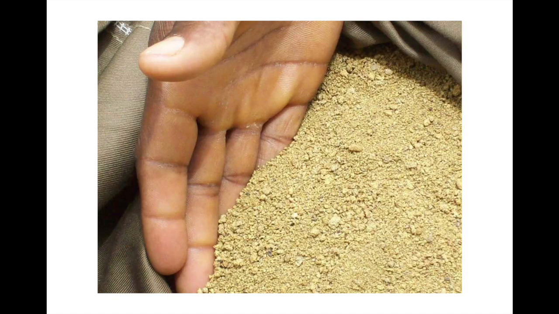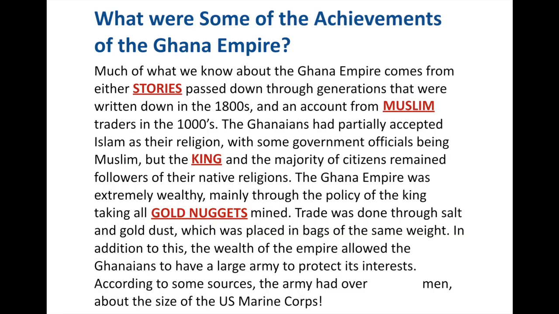We might think, salt? Really? But remember, salt was really, really rare in West Africa. As a result, it had value, which we'll talk more about in a later chapter when we talk about money and bartering. In addition to this, the wealth of the empire allowed the Ghana Empire to be really, really strong.